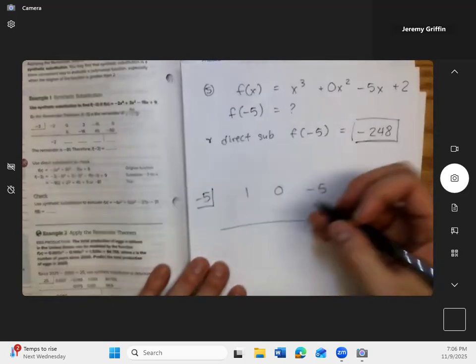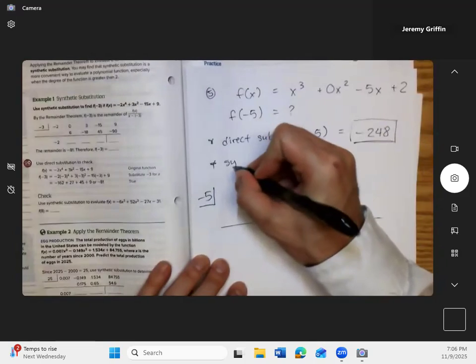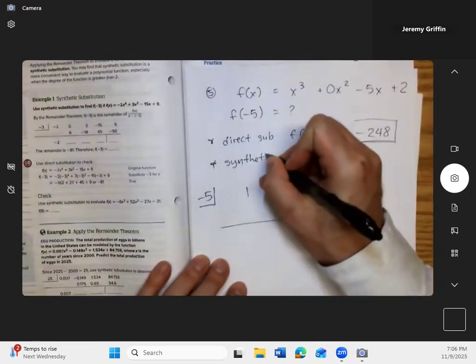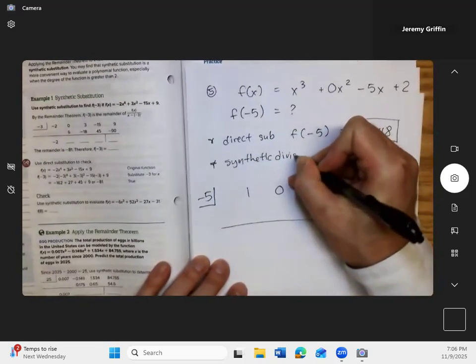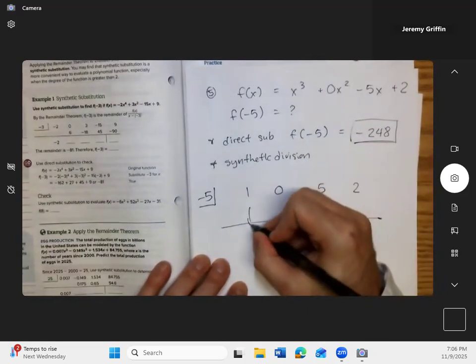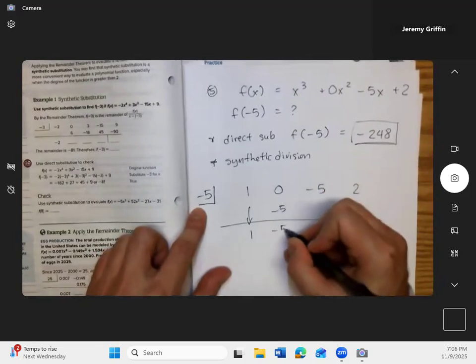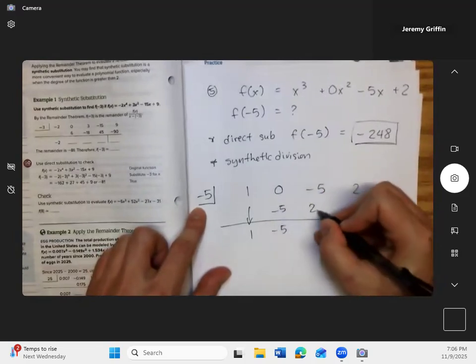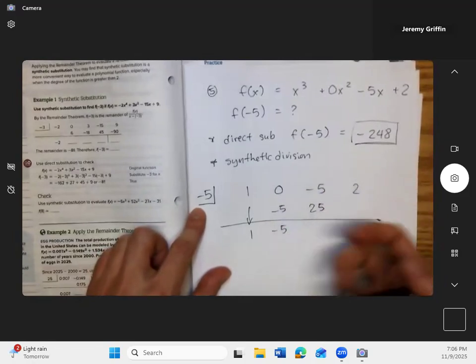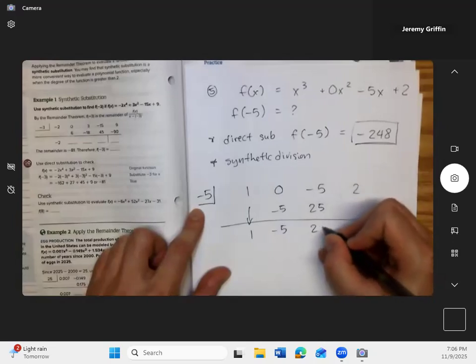All right, and synthetic division time. Oop, I was going to spell that out for you guys. Synthetic division method. So drop down the 1, 1 times -5 is -5. Add going down. -5 times -5 is positive 25. Two negatives make a positive. Add that going down, it goes 20, right?